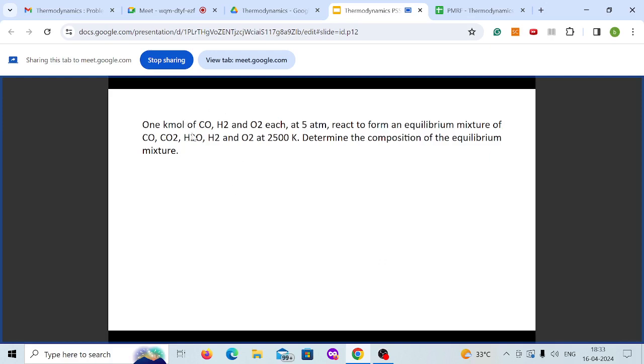So we have CO, H2 and O2, which react to form an equilibrium mixture of carbon monoxide, CO2, H2, O2 and water. Here there is no nitrogen. So this is similar to the second problem which we saw, CO reacting, but we have additional hydrogen here. So we'll see how to solve this.